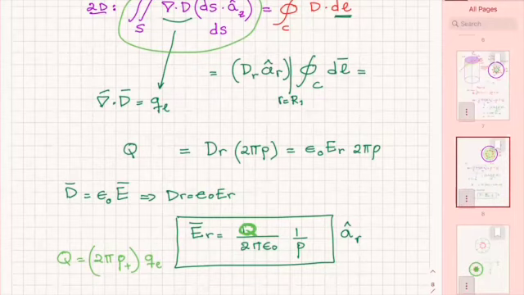You said, wouldn't the 2 pi rho cancel out 2 pi? Yes, if you put this one, it's gonna be this Q. Oh, so it would just be the density. Yes. Okay.